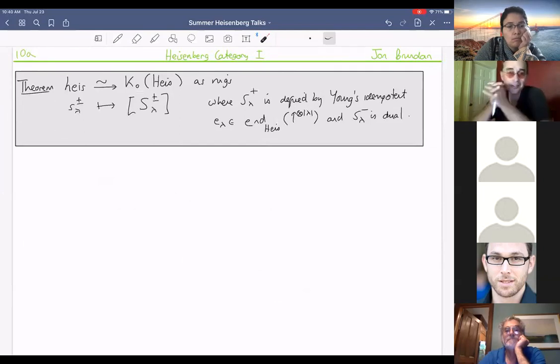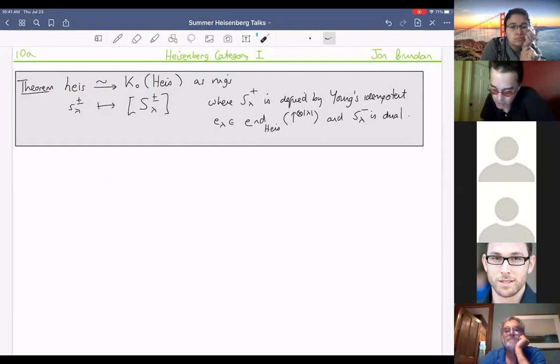Okay, so I've finally got this set up. We've got the Heisenberg algebra, little highs. We've got the Heisenberg category, big highs. And now I'm going to try and prove the theorem that the Grothendieck ring of the Heisenberg category is the Heisenberg algebra.